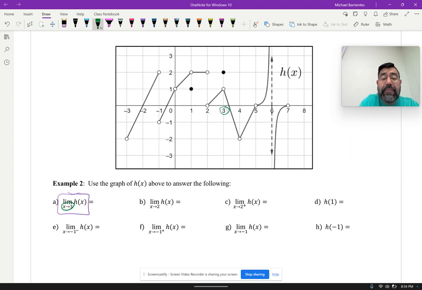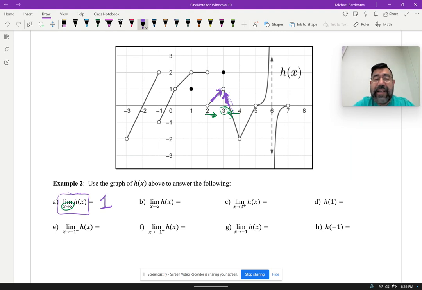Here's 3, but I'm coming from the left and I'm coming from the right. So if I come from the left towards x equals 3, my y value or my function value that I'm getting closer and closer to is 1. And if I come towards x equals 3 from the right, that means I'm moving left, that's heading towards 1. So therefore, my limit of h of x as x approaches 3 is 1.